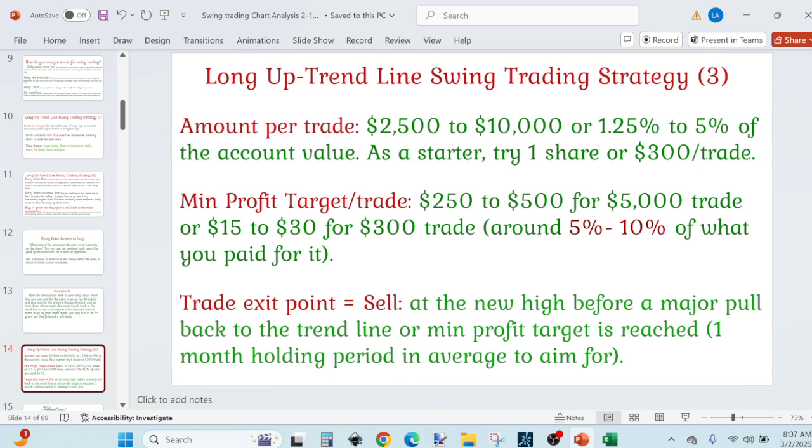One share is fine, especially with long option swing trading strategy. Even $100 per trade is fine, because there are some large cap stocks that trade less than $100 a share. If $100 is enough to open a brokerage account or a Roth IRA with a brokerage firm, that's good enough for you to start swing trading, one share at a time, or $300 per trade, whichever you have available to start, so that you can start learning the process.